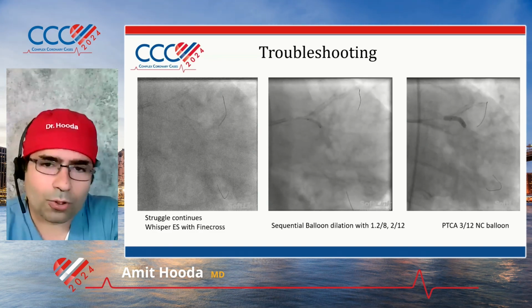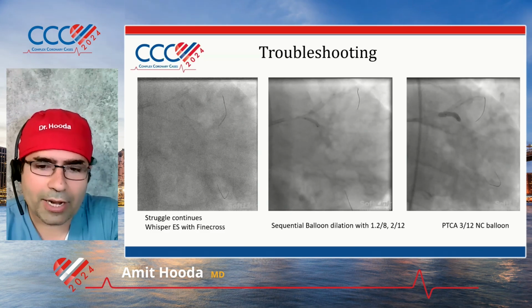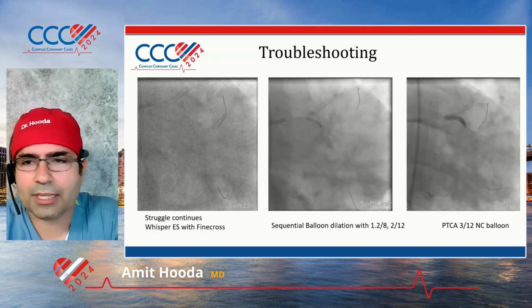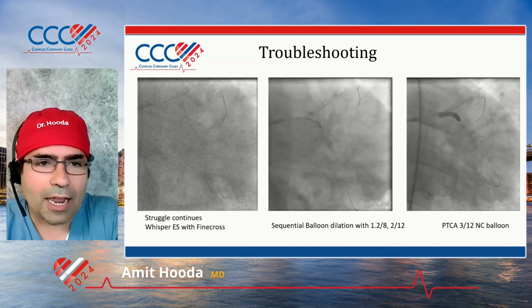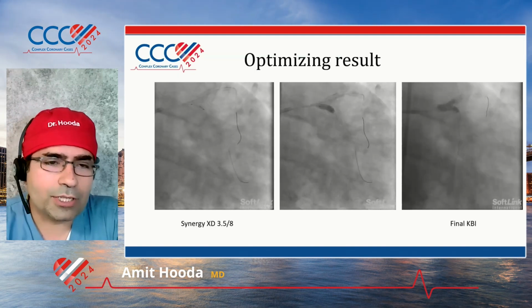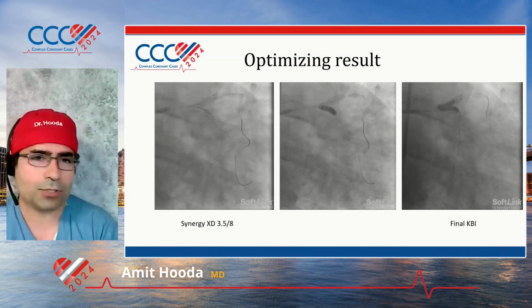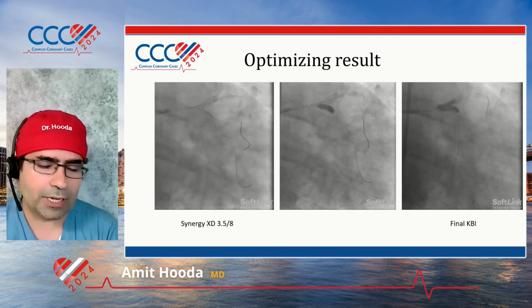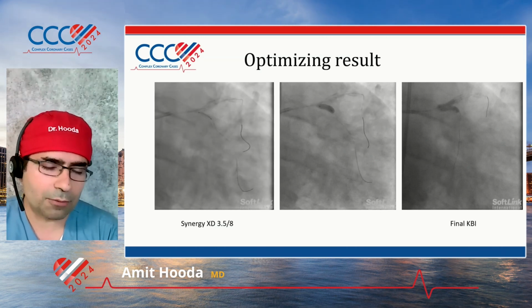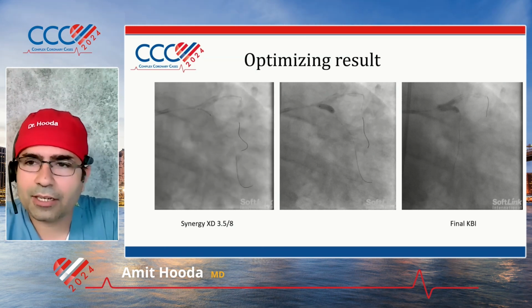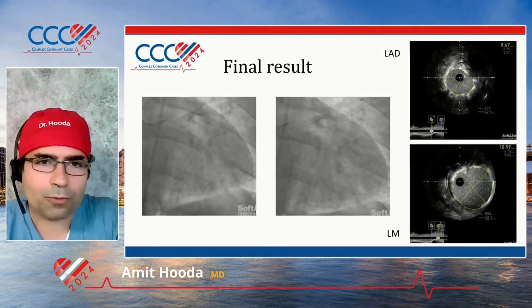Finally, we were able to cross it, and then we went ahead with the sequential balloon dilatation, initially with 1.0, then followed by 2.0, and then finally with 3.0. And the circ stent is totally deformed. At the circ ostium, there were no struts left, so we planned to put a stent over there. This time I took a 3.5 by 8, and we deployed that stent, and the final KBI was performed.